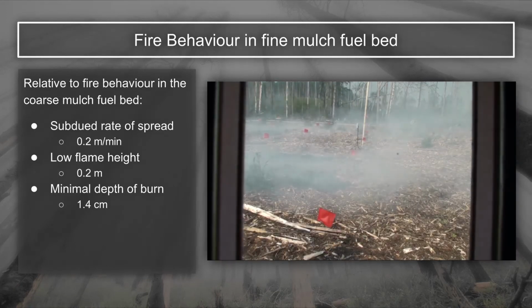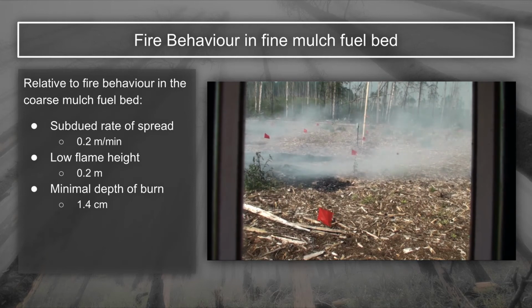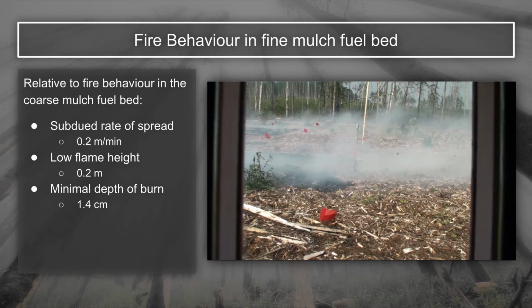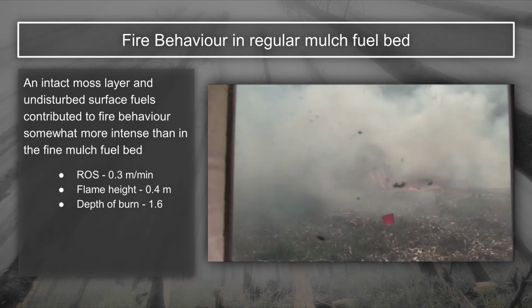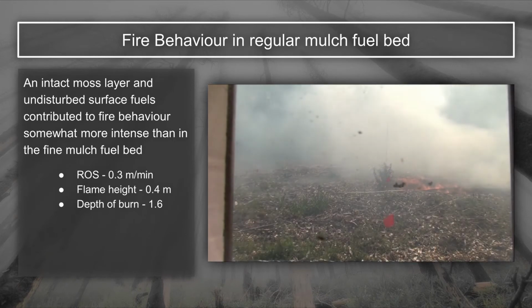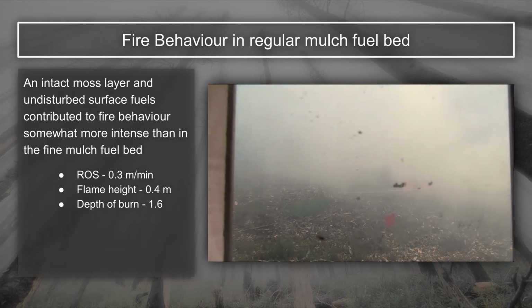In contrast, fire behavior in the fine mulch fuel bed was relatively subdued with low flame height and slow rate of spread. The compacted mulch fuel bed with lack of vertical continuity inhibited fire growth and generation of fire intensity. Fire behavior in the regular mulch fuel bed was close to that of the fine mulch fuel bed. The intact moss layer and other undisturbed surface fuels contributed to slightly greater rate of spread and fire intensity.